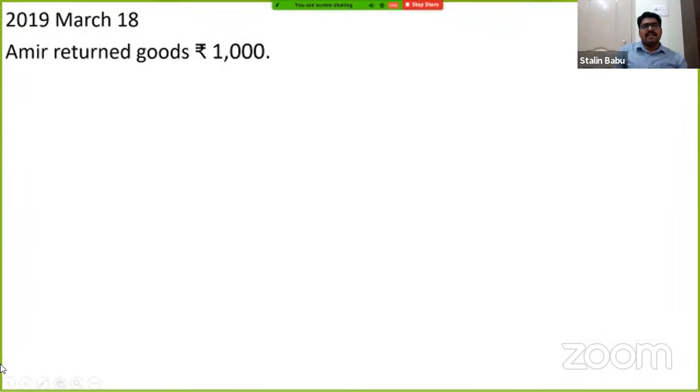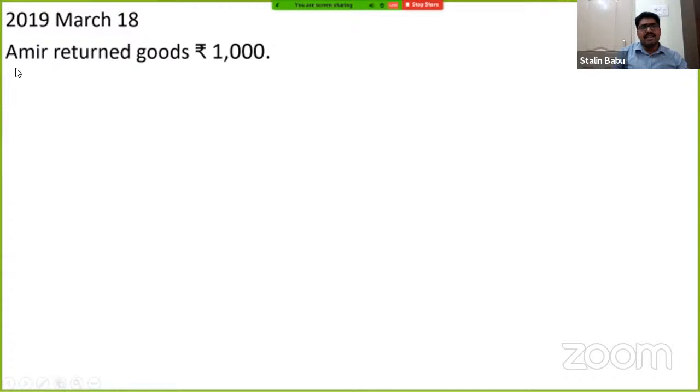On 2019, March 18, Amir returned goods, rupees 1000. Here, Amir is returning goods. That means goods are coming into the business. So someone, that is Amir, is returning the goods. Is it purchase return or sales return? Here it is a sales return. Goods were already sold to Amir, and now they are returning into the business. It is a sales return.